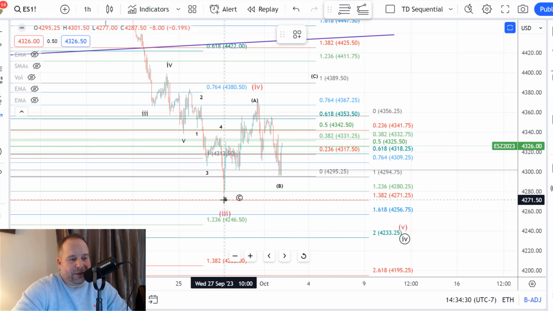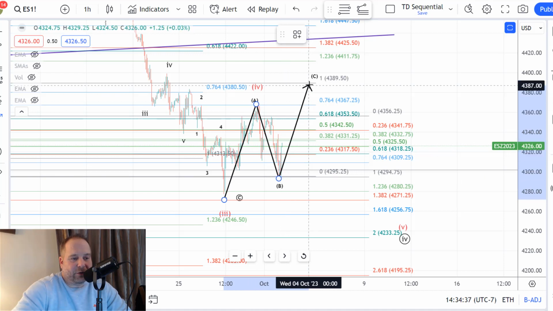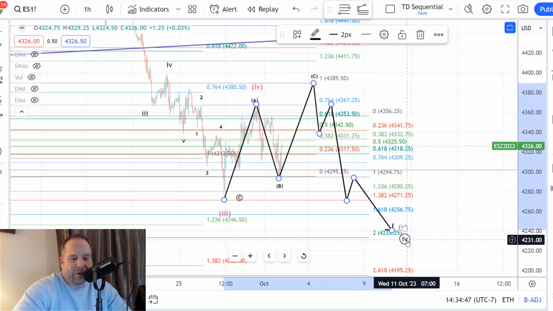Our primary count is that this is A, and then the bulls or bears failed to close here, so this is going to be a B. And then we look for C up towards the 4390 area to complete this bigger wave 4 higher. And then from there, we'd look for 5 waves down to complete this bigger wave 5 of the bigger wave 4. And that would complete the move down off of the highs, and then we'd look for a pretty strong rally out of that area.